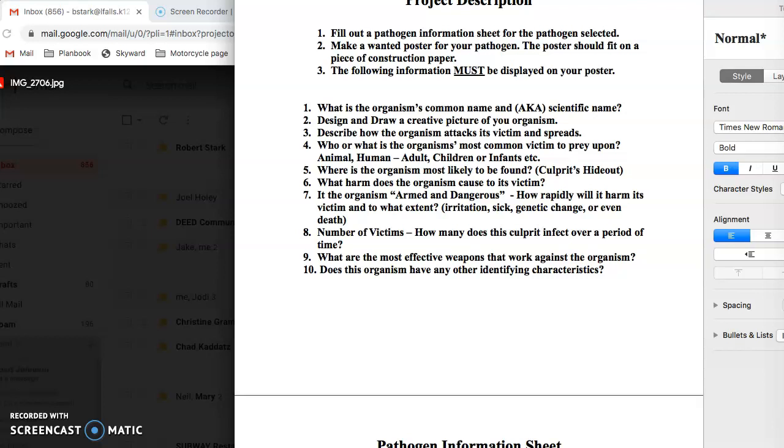Number 10, does the organism have any identifying characteristics? Does it cause specific things to happen? One example of this would be rabies. It has an identifying characteristic that very often it causes its victims to foam at the mouth. Those are the kinds of things we're looking for here. Is there anything that would identify your specific pathogen?